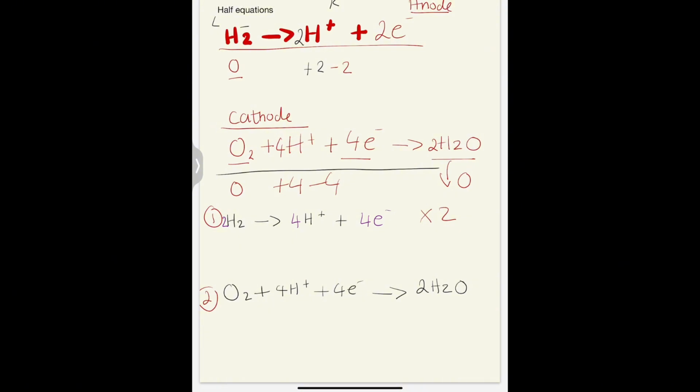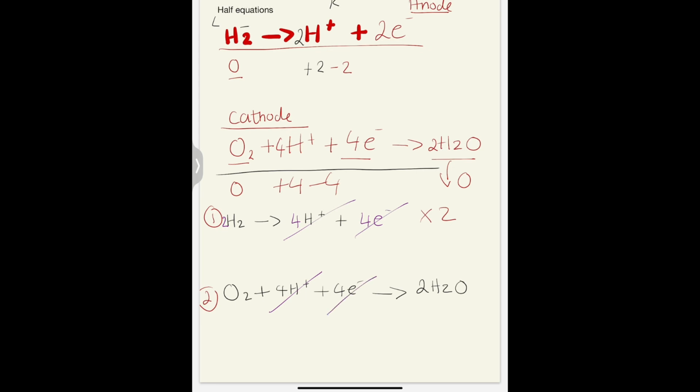Now we need to cross out the reactants and the products that appear on both sides of the equation. So we just cancel them out. So here we can see we've got 4H plus there, 4H plus over here, cancel it out. 4e minus there, 4e minus here, cancel it out.